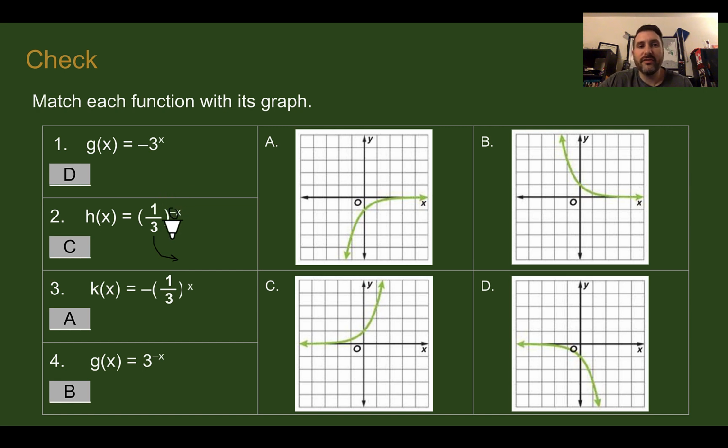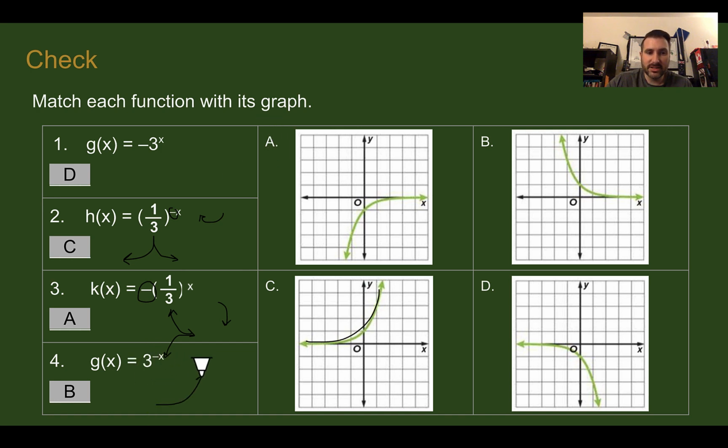And there's a negative out front of x, so it should be reflecting sideways. So it would be going the opposite of what we see, which is letter C. We have that pattern going right here. For number 3, the 1/3 again is going to look like that originally as it's a decay function, but the negative out front is going to reflect it downward. So it would just be reflecting the opposite, and that shape is A.